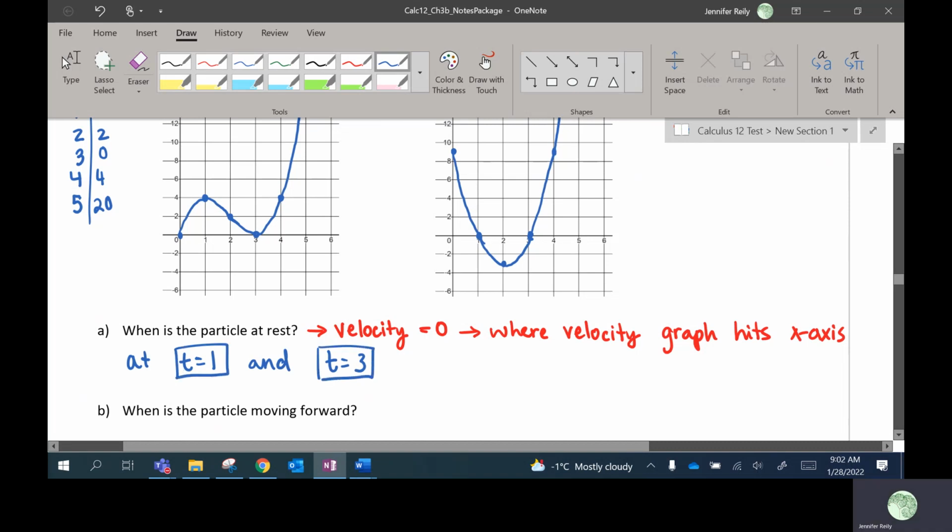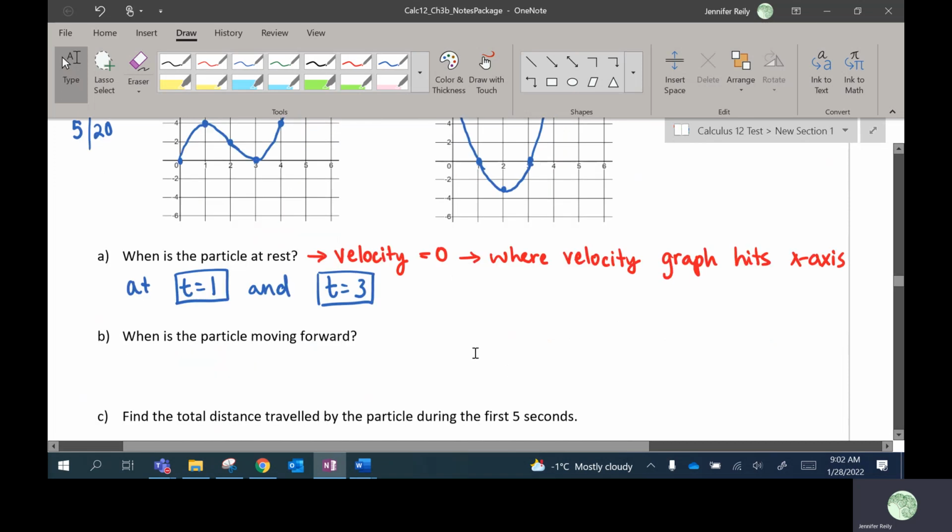They didn't give us any units for this, so I don't know if it's seconds, hours, or minutes. Sometimes you will be given units, and then you can add those in. When is the particle moving forward? You can tell the direction the particle is moving in by looking at the velocity graph. The velocity can be positive or negative. When the velocity is positive, that means it's moving in the forward direction. When the velocity is negative, it's moving in the downward or negative direction.